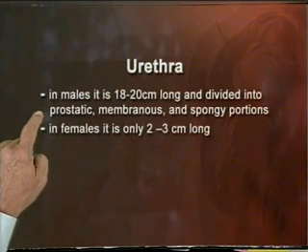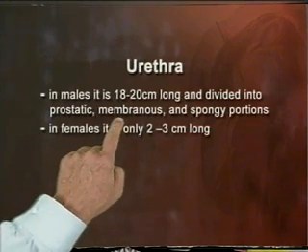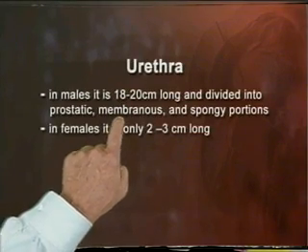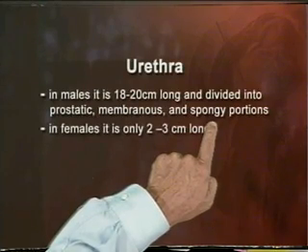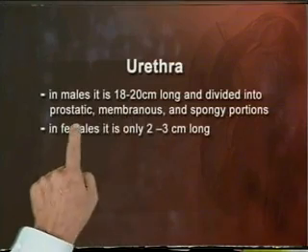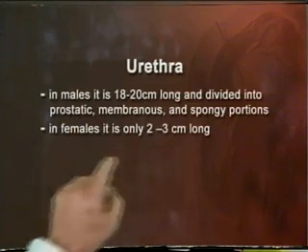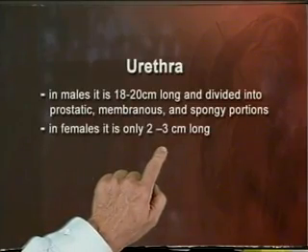It passes right through the middle of the prostate, called the prostatic part. Then there's a part where it goes through the inferior abdominal wall, called the membranous part. And then the portion of the urethra in males, which is in the penis, is called the spongy portion of the urethra. So males have these 3 distinct parts. In females, we usually don't make that distinction. It's only 2 or 3 centimeters long.